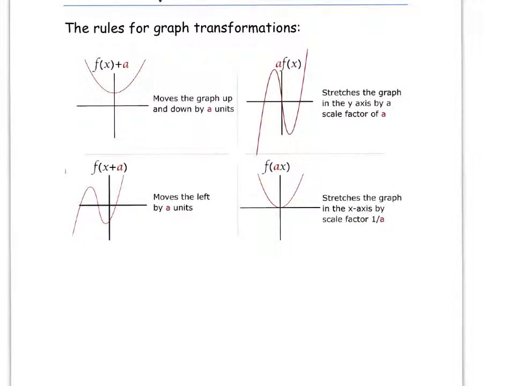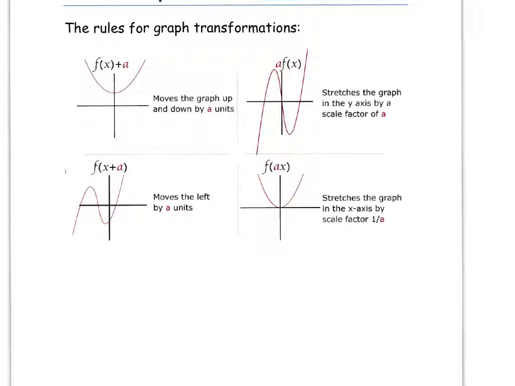Right, firstly, the easiest one is f(x) plus a. Now, all this does is this plus a just makes the graph move up and down the y-axis. So, if it's a positive a, it moves up the y-axis. If it's a negative a, it moves down the y-axis.